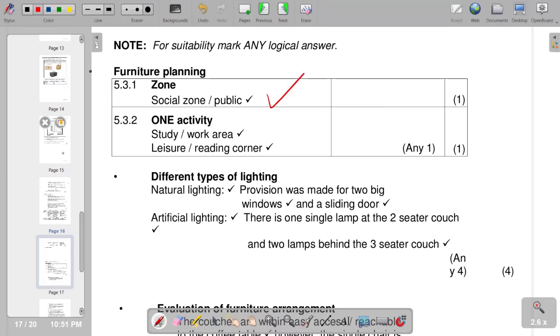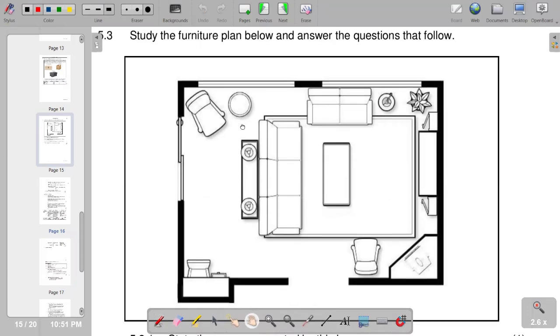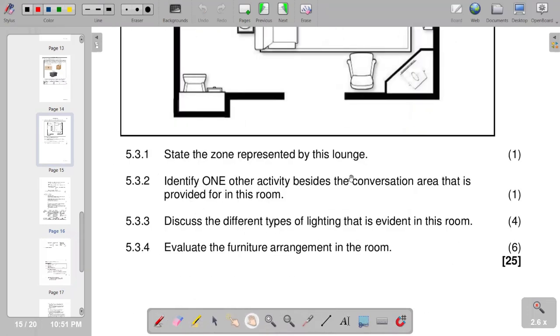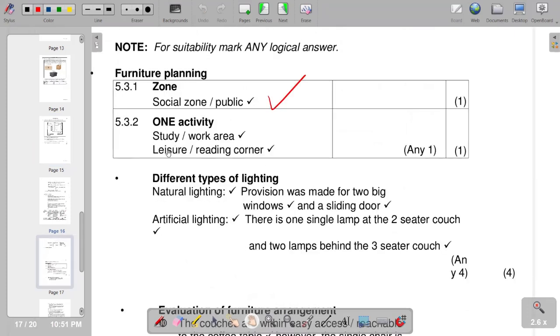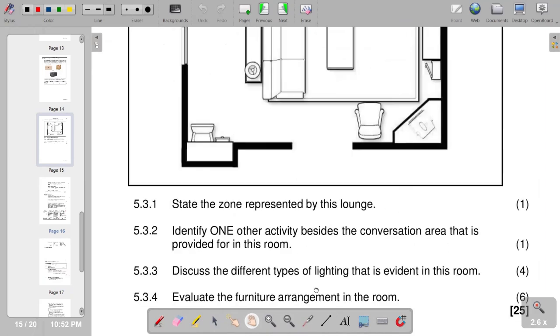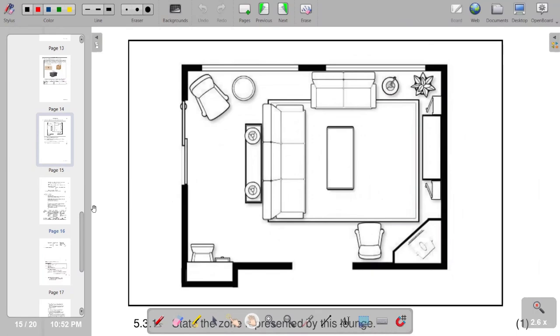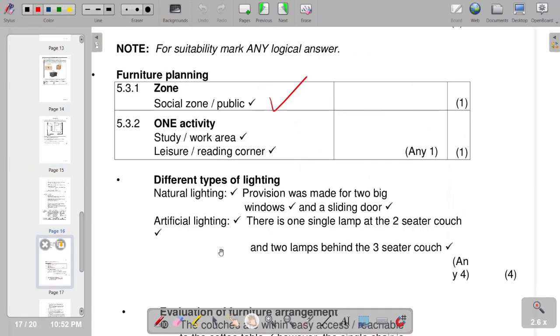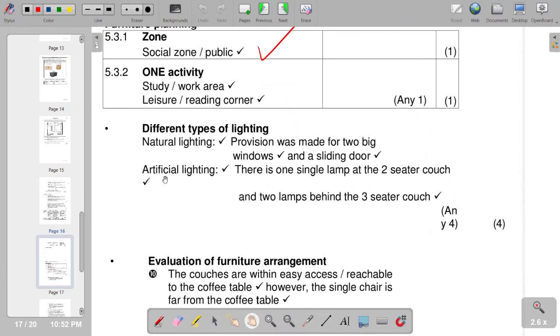And then the next part reads, identify one other activity besides the conversation area that is provided for in this room. So one other activity. You see that we have got a study or leisure. These are the alternatives that we can put. In terms of the next question, discuss the different types of lighting that is evident in this room. What are the different types of lighting that is evident in the room? So we have natural lighting, we also have artificial lighting.